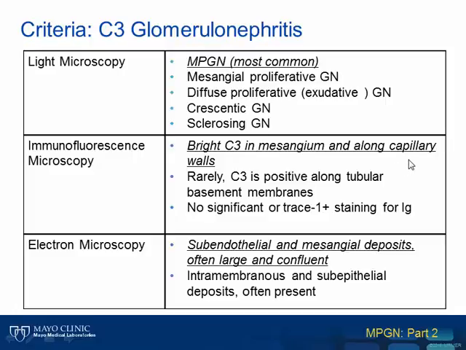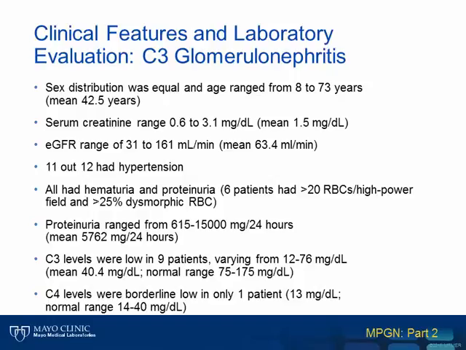The diagnostic criteria is the presence of complement in the mesangium and along capillary walls with minimal or no staining for immunoglobulins. In the setting of C3 glomerulonephritis, you'll get these large subendothelial and mesangial deposits. If you have intramembranous deposits, you would call it dense deposit disease. Now, in the setting of dense deposit disease, you can have a bimodal distribution. Patients may be young or elderly, but in general, you can see over here the sex distribution is wide.